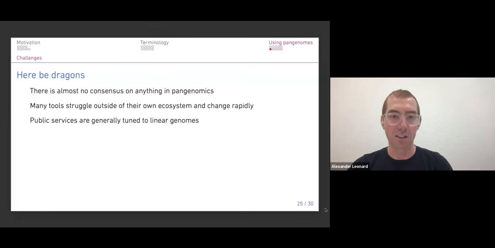Also, many public services are generally tuned to linear reference genomes. I think the final talk in the series about pangenome annotation will be very interesting. I think there are some ways that this is starting to be adopted into different services at Ensembl and NCBI. But certainly if you want to talk about how to view pangenomic sequences, it's very difficult to do this in the same way that we can do this for, say, widely accepted linear reference genomes.